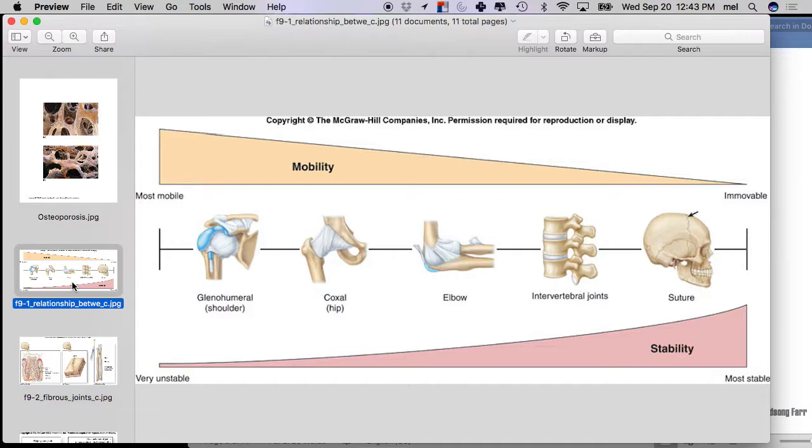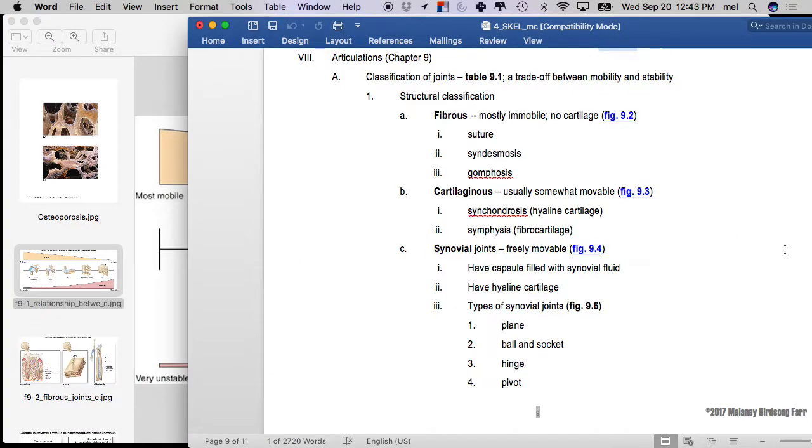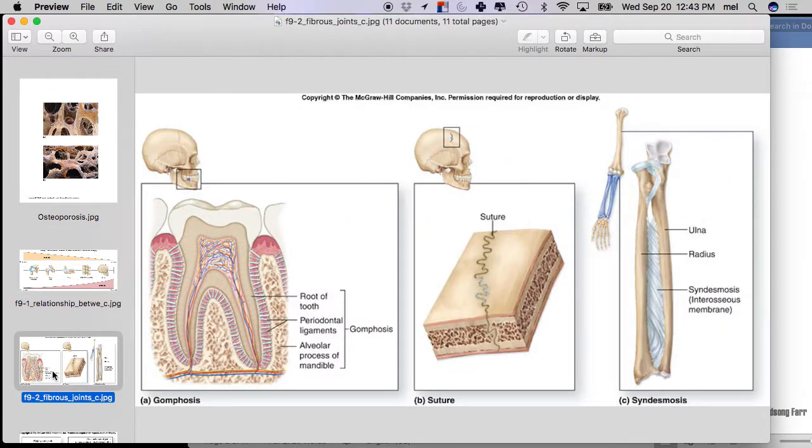Okay, so let me introduce you to the categories of joints. Most stable to least stable is what we're going to do. Most stable type of joint, you probably wouldn't even think of it as a joint because it's not very wiggly. And they are called fibrous joints. Fibrous joints are, hold on, get in there. These are my favorite earrings.